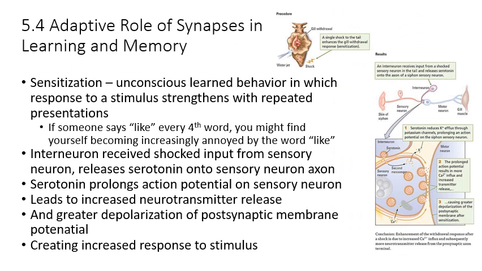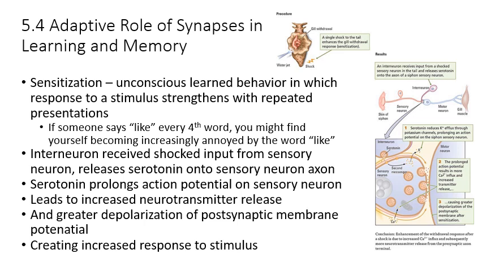Sensitization is kind of the converse of habituation. This is an unconscious learned behavior in which the response to a stimulus strengthens with repeated presentations. For example, if you're talking to someone and they say "like" every fourth word, you might find yourself becoming increasingly annoyed by the word "like." And if we looked at this neurobiologically, you would actually see increased response in your neurons to the word "like," the more it annoys you.